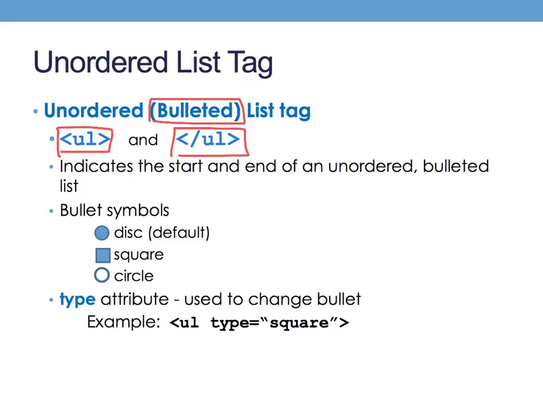So notice that those tags indicate the start and the end. And then from here we actually have 3 main types of bullet symbols that we can use. The disk, that closed in circle, will be your default. The square, we can also change it to, and then we can also change our unordered list to have a circle. And we can switch between these and decide which type of bullet symbol we'd like to use by using what's called the type attribute.